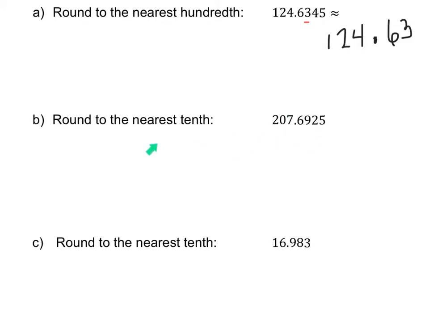So here's a number we want to round to the nearest tenth. The 6 is in the tenths place, so we are going to underline that one. And look at the number to the right, which is 9. Because the number to the right of 6 is 5 or bigger, this is going to become a 7. So we have approximately 207.7. Nothing else after our round off place, which was the tenths.